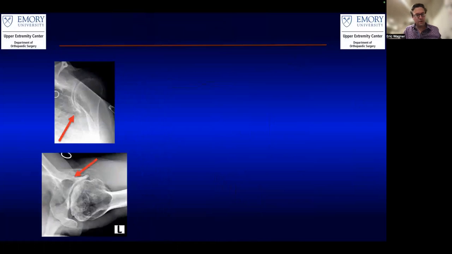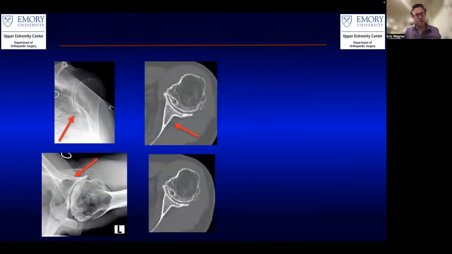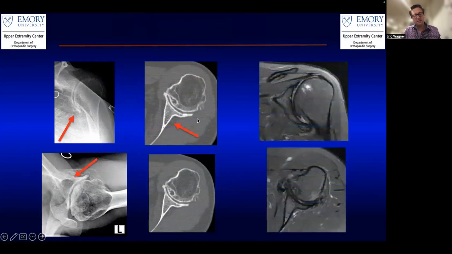Okay, so this is another cool one. Another type of arthritis. You can see here this sort of medialization. You see a lack of osteophytes. And this is sort of rheumatoid arthritis. This is where it's just gradually wearing away this glenoid.